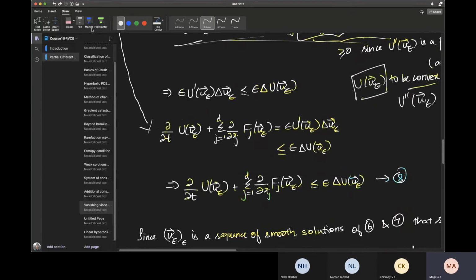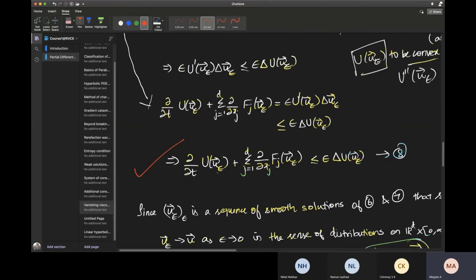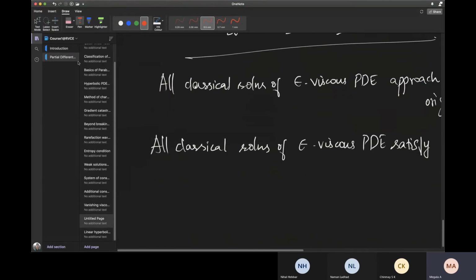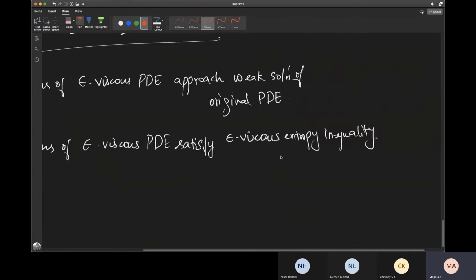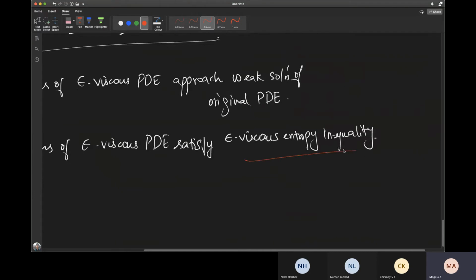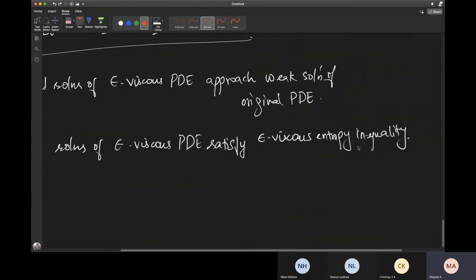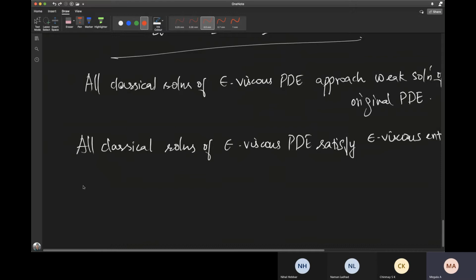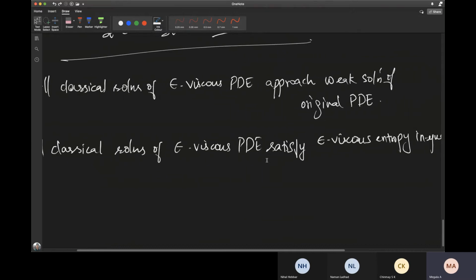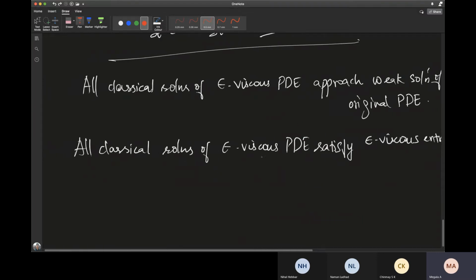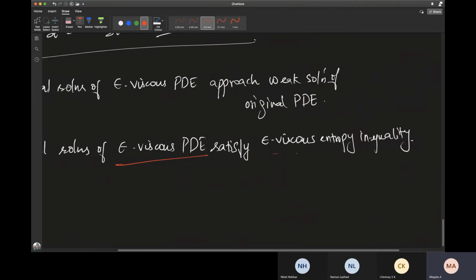Which is this one, okay? This equation. In terms of epsilon, we have everything in terms of epsilon. So all classical solutions of the epsilon viscous PDE satisfy this epsilon viscous entropy inequality. However, last class we saw that all classical solutions of the original PDE satisfy the entropy equality and not the entropy inequality. But now we have seen that all classical solutions of the epsilon viscous PDE satisfy the epsilon viscous entropy inequality.